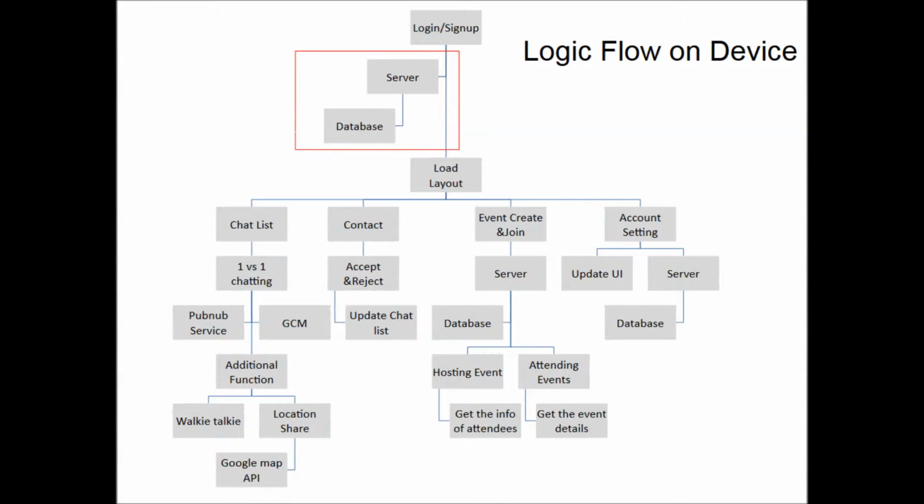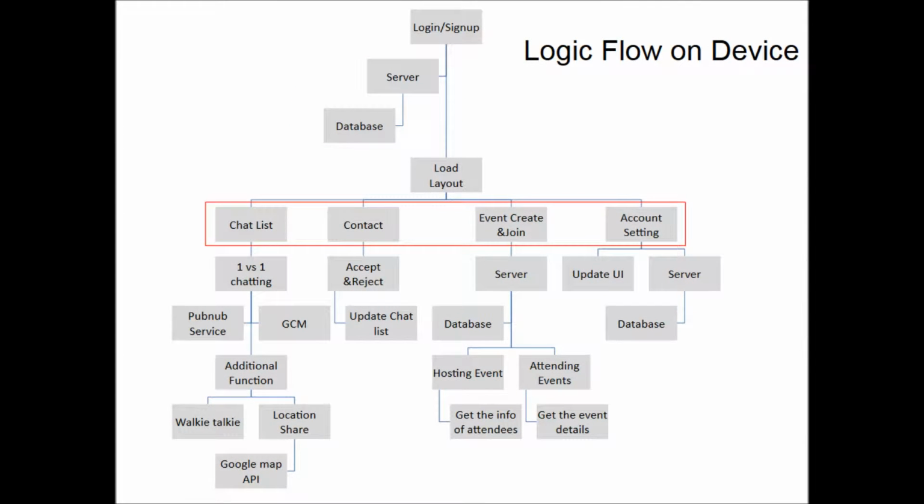First, when we log in or sign up in the app, it will send a request to the server and check if the account is valid. If the account is valid, the user will be able to access the app and load the main layout. The layout consists of 4 core functions, being chatting, contacts, event page, and account settings.